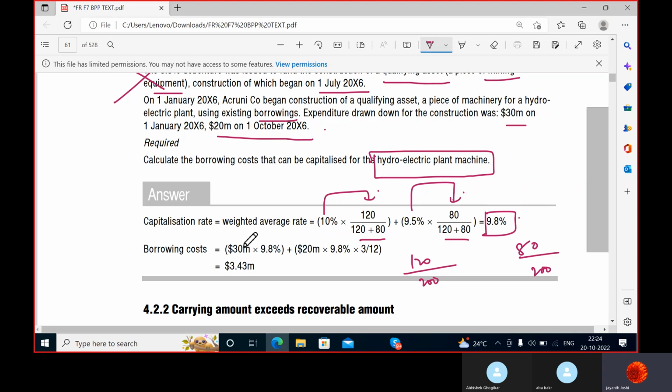Now we can apply this to these particular loan amounts. So 30 million into 9.8%, and 20 million which you have borrowed in October. So October, November, December, 3 months. 20 million into 9.8%, into 3 by 12. So your borrowing cost is 3.43 million. Please calculate this one.